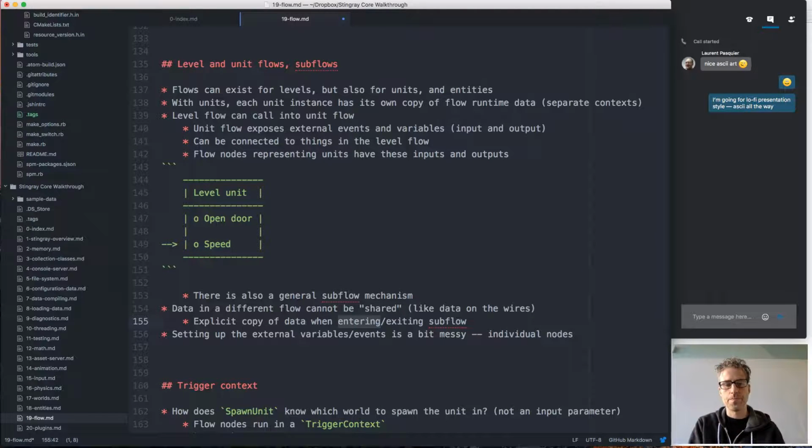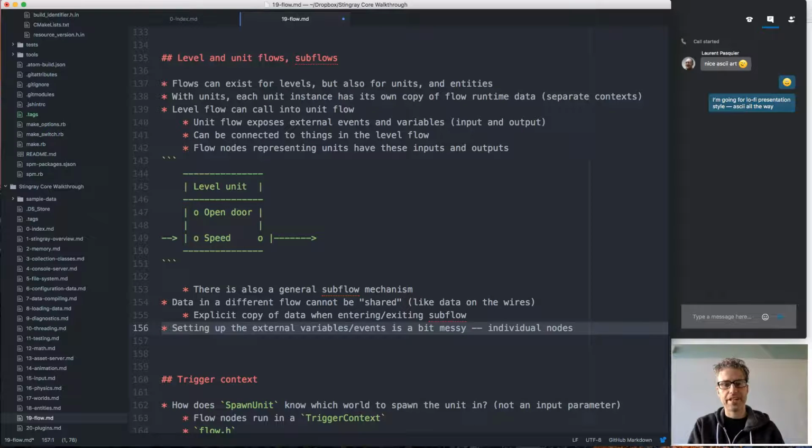We have to take some care of copying the data before we enter into the subflow to evaluate this function. And the same goes for output data. If this has some data that it can output, that data needs to be copied from the subflow out onto this wire in the parent flow when we exit the subflow. So there's some explicit code for this in the flow evaluation. That's good to know about.